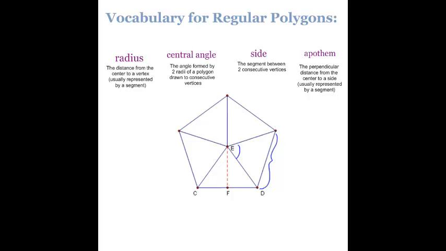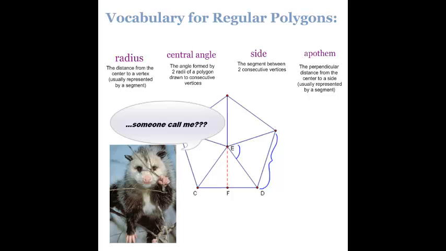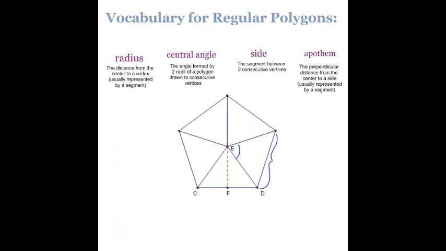And the apothem, you'll also hear it called the apothem, but it's technically pronounced apothem, is the perpendicular distance from the center to a side. And again, that's the distance that we're talking about, but it is usually represented by a segment. So EF is the apothem of this pentagon. That vocabulary is very important going forward.